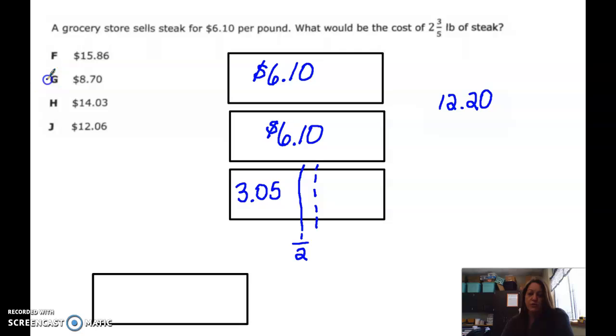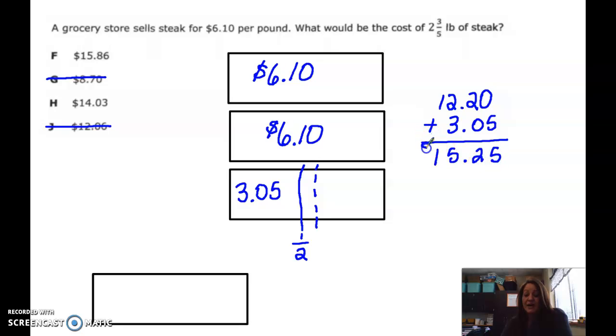That means answer choice G is not correct because it is way too little. Also, it tells me that answer choice J cannot be correct either, because I still have this whole half I need to get to. So when I add on the $3.05 from my estimating, when I add those together, I get $15.25.